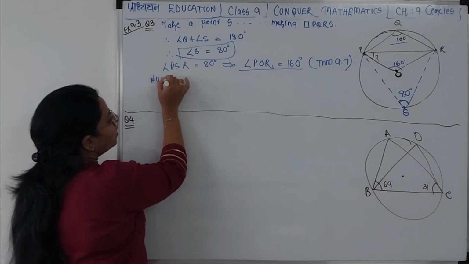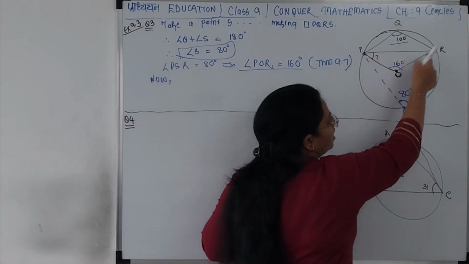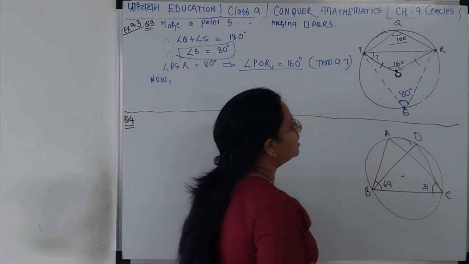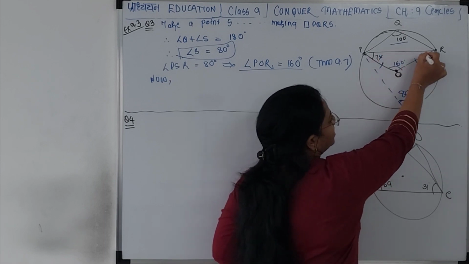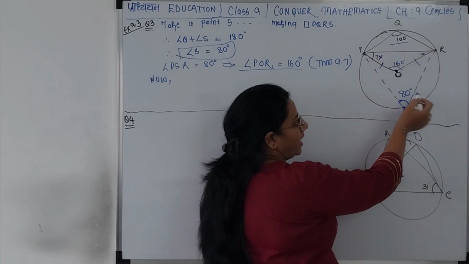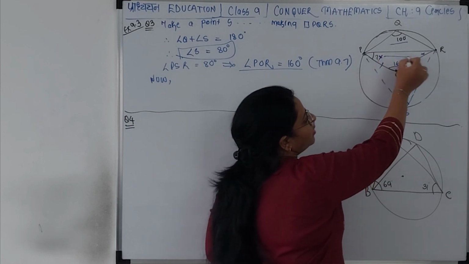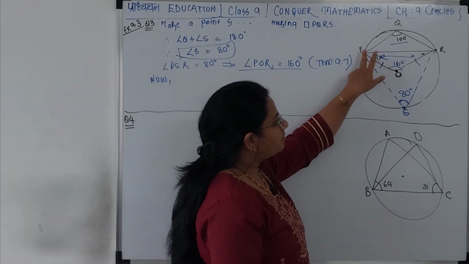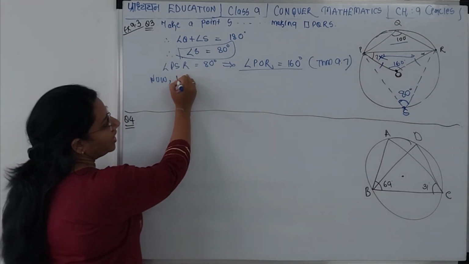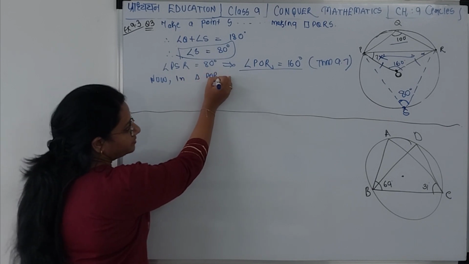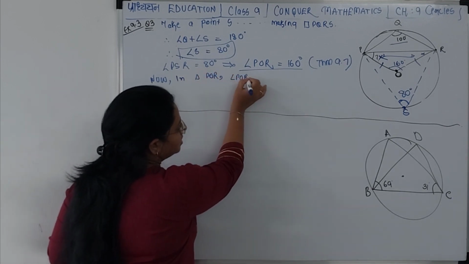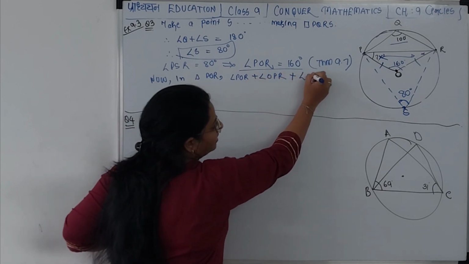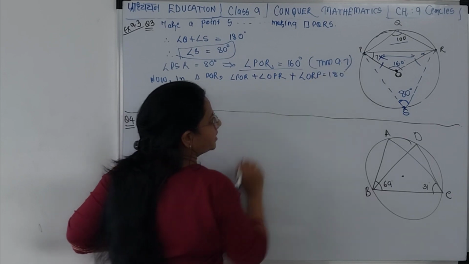Now what? Now, in triangle POR, these two sides are equal. Correct? Why? Because they are the radii of the circle. If these two sides are equal, these two angles are also equal. If in a triangle one angle is 160 and the other two angles are equal, what will each angle be equal to? So in triangle POR, angle POR plus angle OPR, that we have to find, plus angle ORP is equal to 180 by angle sum property.